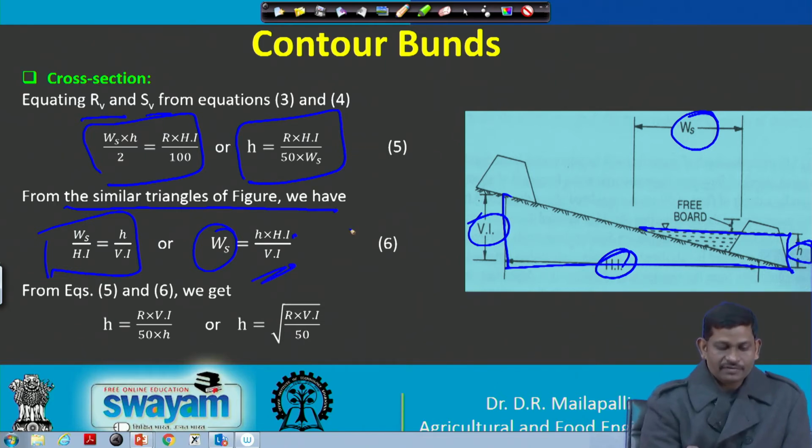Now from equations 5 and 6, you can estimate the H value in terms of vertical interval and R. So if you're using the horizontal interval you can get H, and at the same time using the vertical interval you also get H.